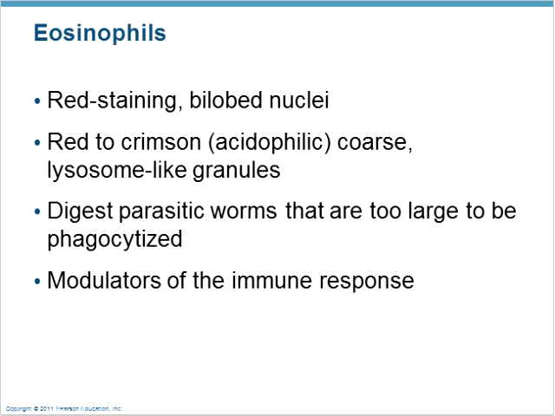If you remember back in the immune system, neutrophils and macrophages are the phagocytic cells of the body. Eosinophils are beautiful actually under a microscope. After they're stained, they're red to pink staining. They are bilobed, meaning they can have one or two nuclei. They're red to crimson in color. They're acidophilic, with coarse lysosome-like granules. They tend to digest parasitic worms that are too large to be phagocytized. So they attack, if you will, parasites of the body. They also are modulators of our immune response.